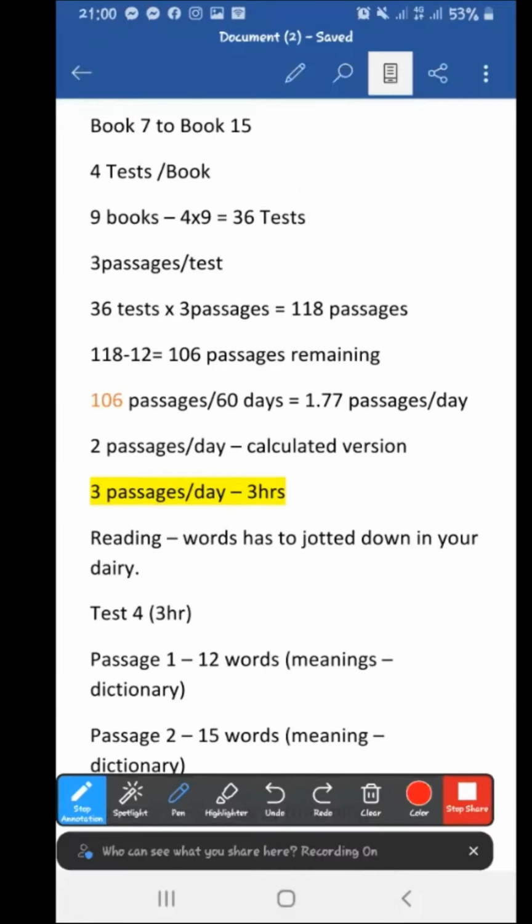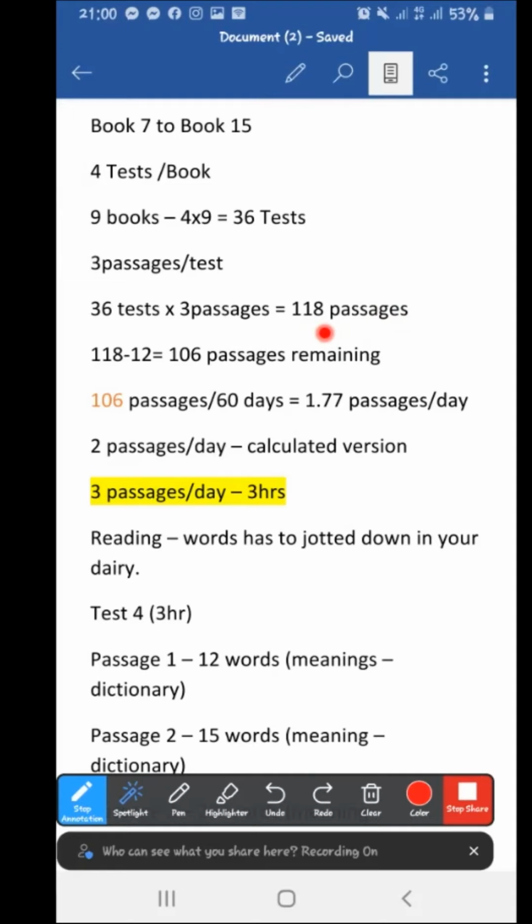wait, one second, I'm going to use a spotlight. So it consists of 4 tests in a book, right? 4 tests per book. We have 9 books so far. We have 36 tests. We have 3 passages per test, isn't it? In total, you have about 118 passages. You need to complete all these passages. So you have both homeworks: one is reading comprehension and one is Writing Task 1. All right.